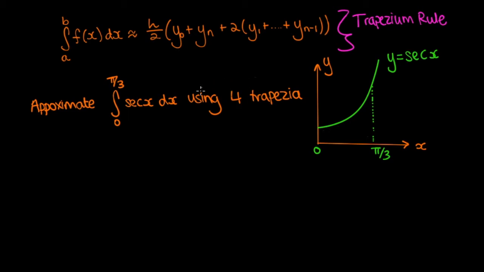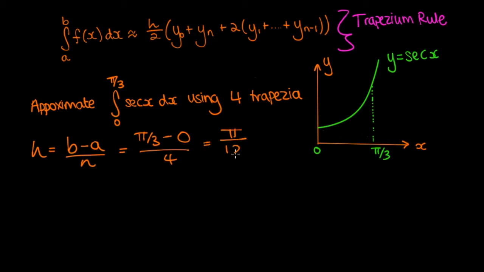So let's begin by finding the value of h. Remember we defined h to be b minus a over n, where n is the number of trapezia, so n is 4, and b and a are the limits of our integral. So b is the upper limit, a is the lower limit, and so h is equal to pi by 3 minus 0 over 4, so pi by 3 over 4 is pi by 12. So we've got our value for h.